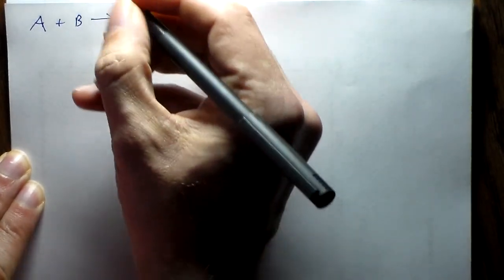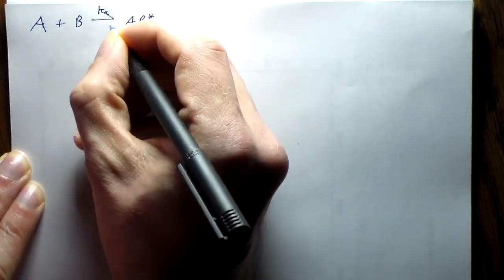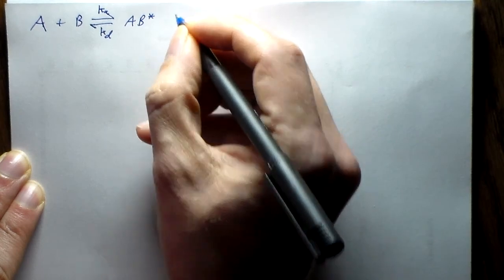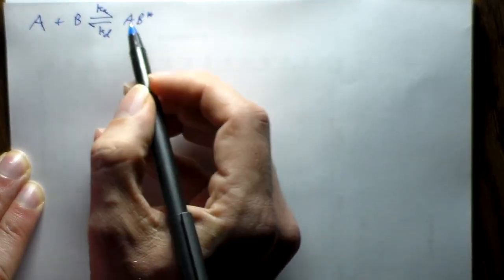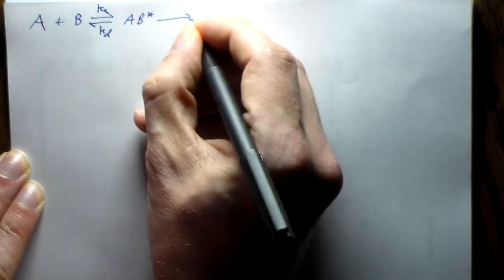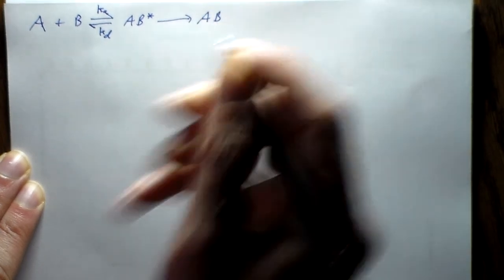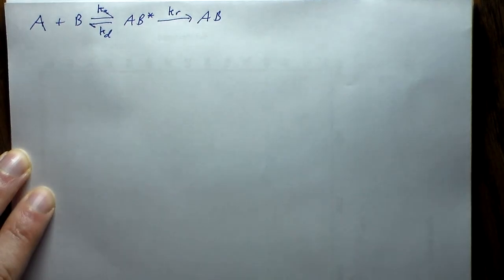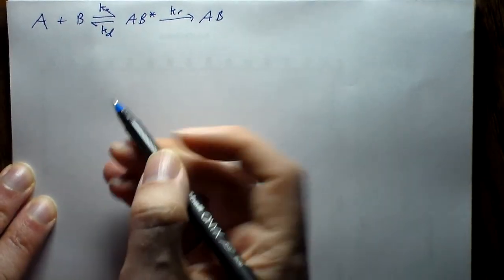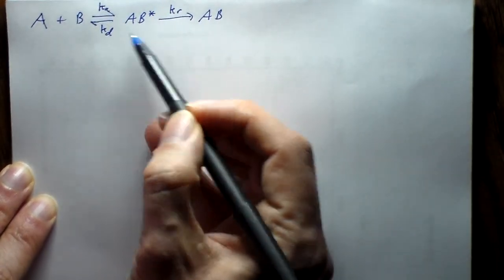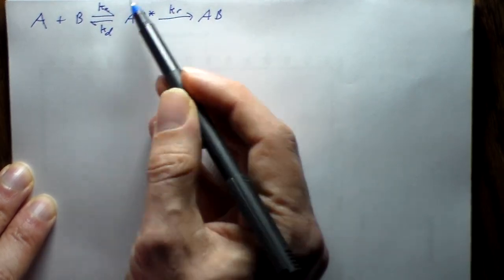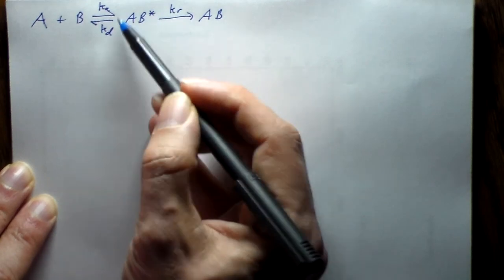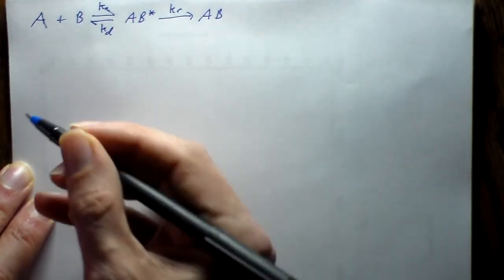And this has your forward rate for the association, Ka. And then of course there's the dissociation rate, Kd. And then once you form your AB star, you could also go by emitting a photon to state AB. That has your radiative rate of Kr. So for this, the AB star is going to essentially be an intermediate, and what we're going to use is a steady state approximation. So we're going to say that over time, the total concentration of AB star is not going to change.